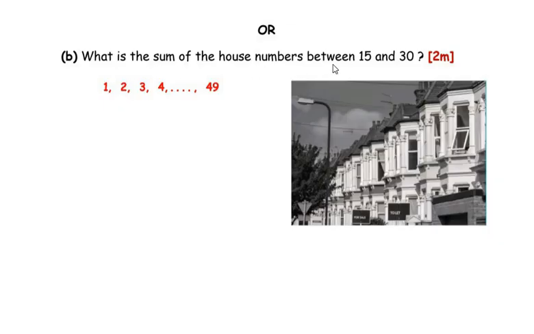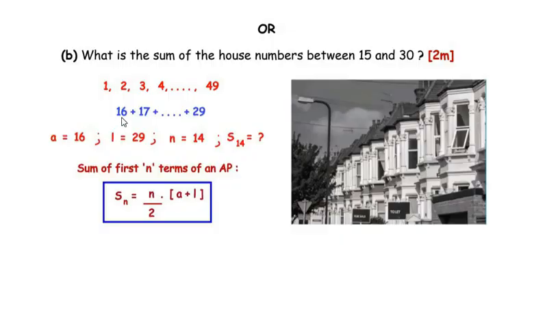What is the sum of the house numbers between 15 and 30? Now we had the sequence from 1 till 49, but now we need the house numbers between 15 and 30, which means the house numbers will start from 16 onwards and the last house number is going to be 29, not 30. So now the sequence becomes 16 plus 17 plus 18 and so on till 29. So now we have to find out the sum of these numbers. So the value of the first term is going to be 16 now and the last term of the sequence is 29 and the total number of houses is going to be 14.